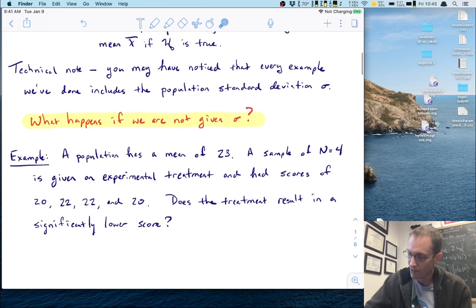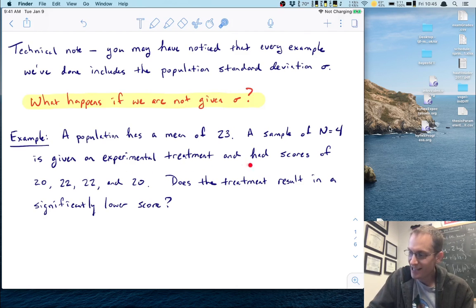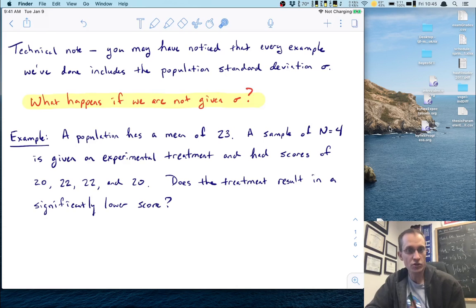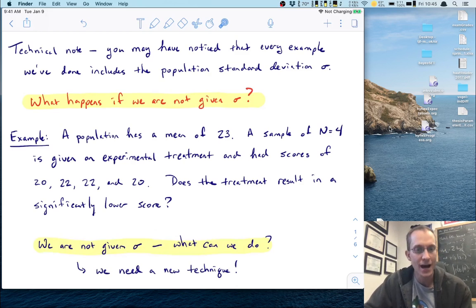So here's an example where this happens. Suppose we have a population that has a mean of 23. A sample of n equals 4 is given an experimental treatment, and these scores were 20, 22, 22, and 20. The research question that I want to ask is, does the treatment result in a significantly lower score? Now, this will look very similar to the types of questions that we asked in the last lectures, but there's one thing missing. We are not given sigma. Nowhere in this problem are we told that the population has a specific standard deviation. So what can we do?